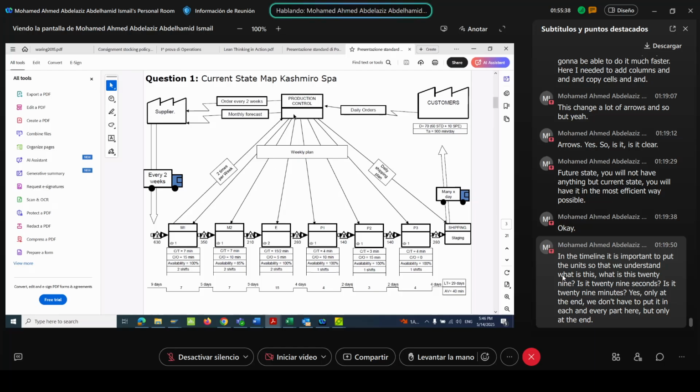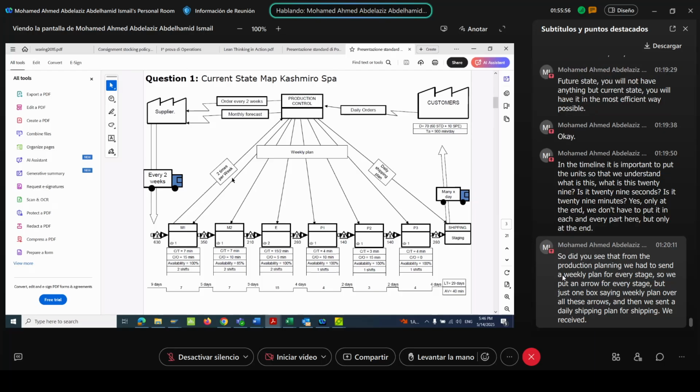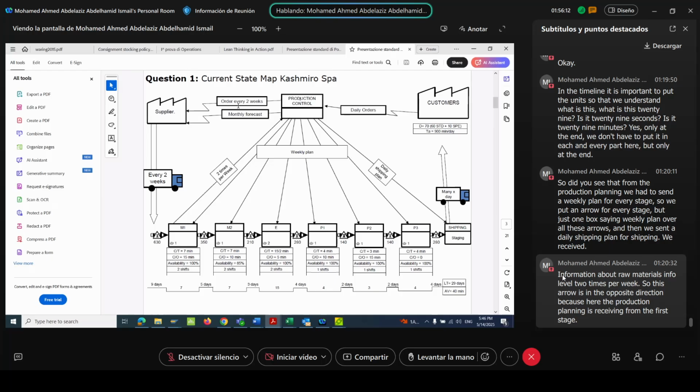So did you see that from the production planning, we had to send a weekly plan for every stage. So we put an arrow for every stage, but just one box saying weekly plan over all these arrows. And then we sent a daily shipping plan for shipping. We received information about raw materials level 2 times per week. So this arrow is in the opposite direction because here the production planning is receiving from the first stage. And we send two things to our supplier, which are the orders every 2 weeks and a monthly forecast.